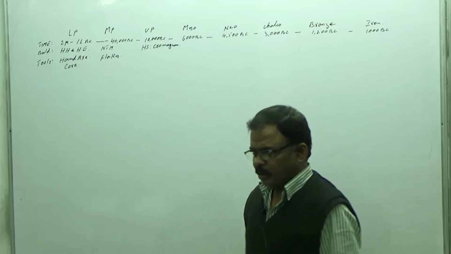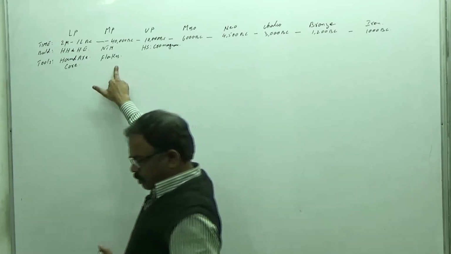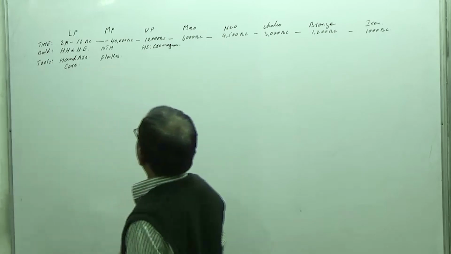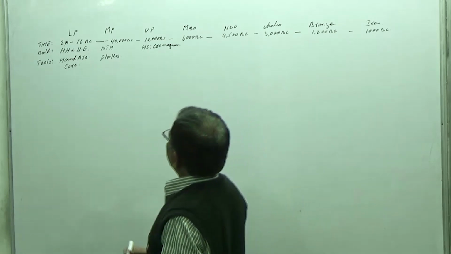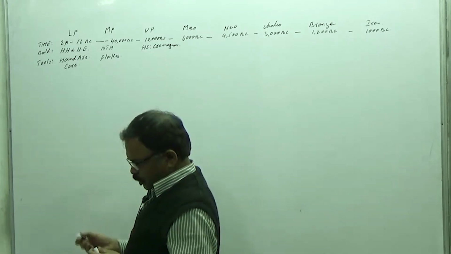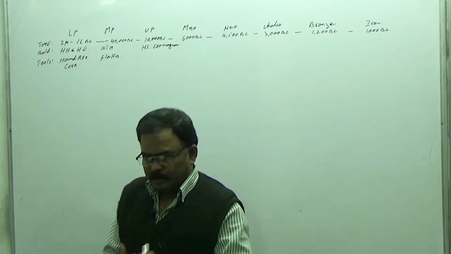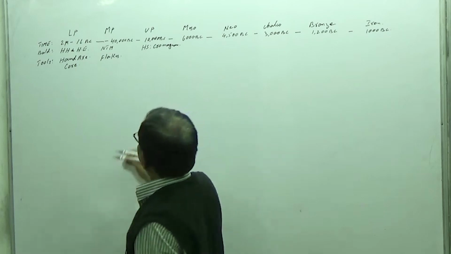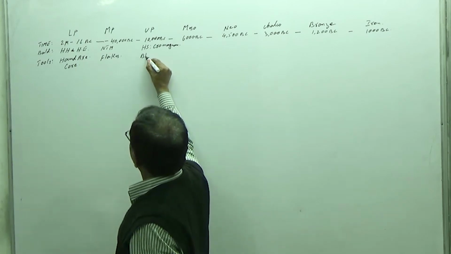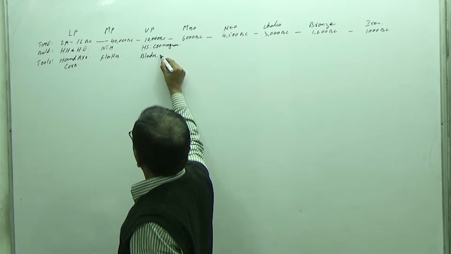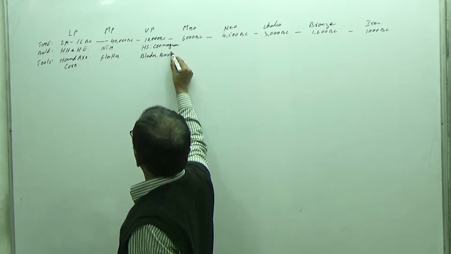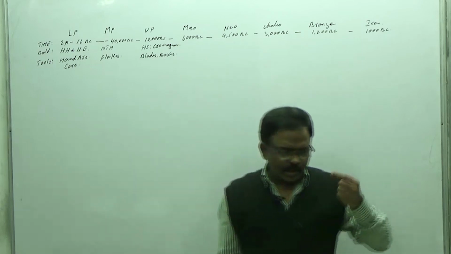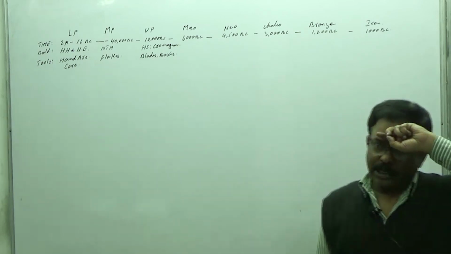Middle Paleolithic. That's why Middle Paleolithic culture is known as flake culture. Then in Upper Paleolithic, these flakes are retouched, rubbed and polished. They are known as blades and burins. That's why Upper Paleolithic culture is known as blade and burin culture.